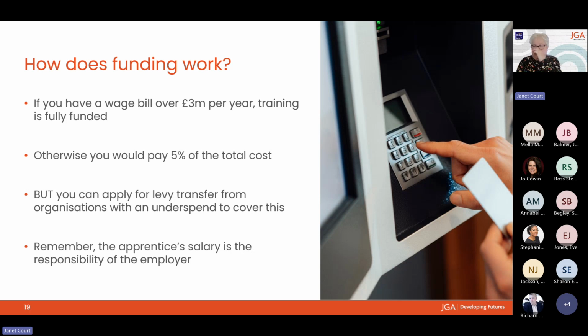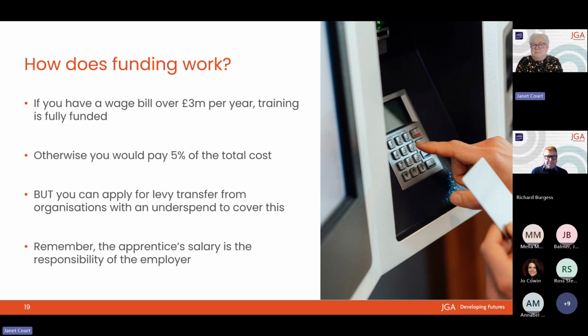But basically, if you have a wage bill of over 3 million per year, training is fully funded. Otherwise, you pay 5% of the total cost, which I think for this one is about £600. I think you'll nod at me in a minute, won't you, Richard? But you can apply for levy transfer from organisations with an underspend to cover this. But remember, the apprentice's salary is the responsibility of the employer.